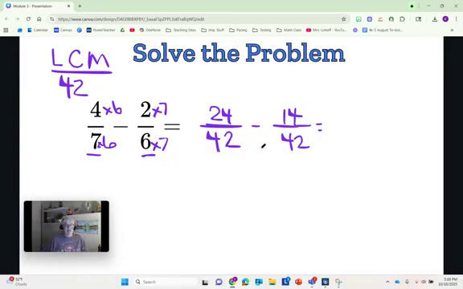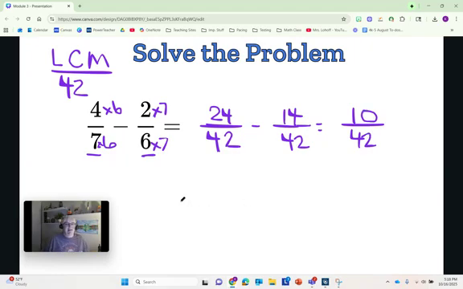Now we have denominators that are the same. We can subtract these fractions. Our denominator will remain 42. 24 minus 14. You might not be able to do it in your head, but it is 10.